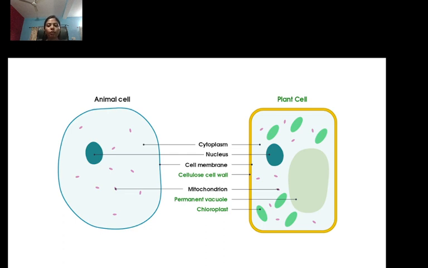Cells can be observed in the leaf peel of Tradescantia, Eliodia or Rhoeo, right? Yes, cells can be observed in the leaf peel of Tradescantia, Eliodia and Rhoeo. R-H-O-E-O. Okay? Any doubt? No?